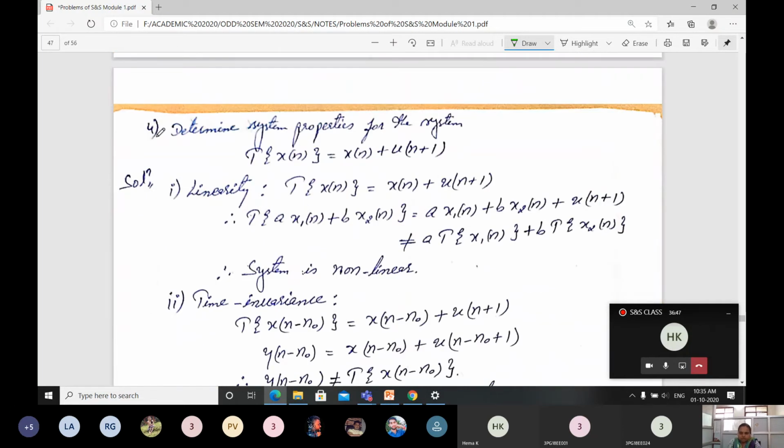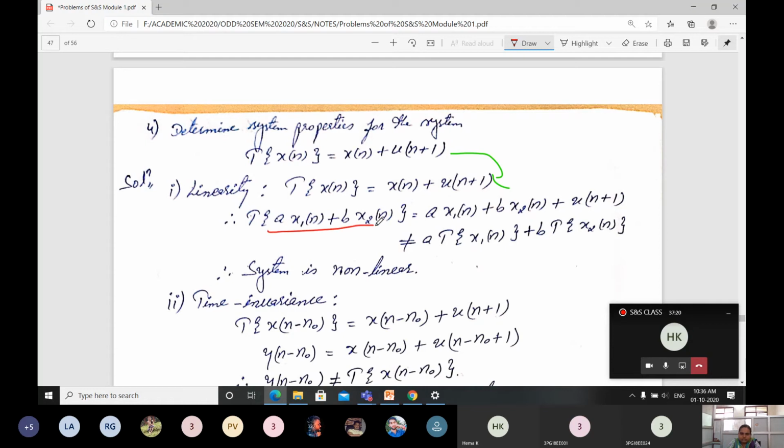Next problem. Here it is given that T of x of n is going to be x of n plus u of n plus 1. Here it is the addition of the unit step function with the function delayed by minus 1 time. Okay, we will check the linearity. T of x of n is going to be, here it is the given equation, here I wrote directly.